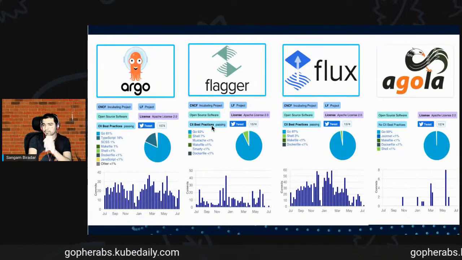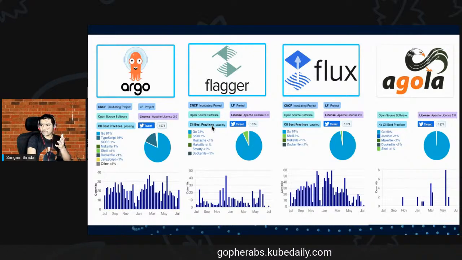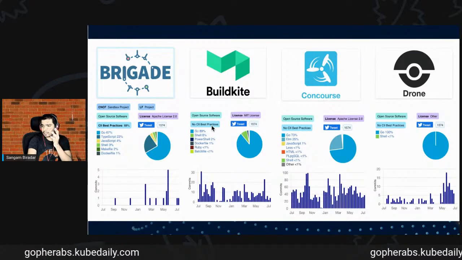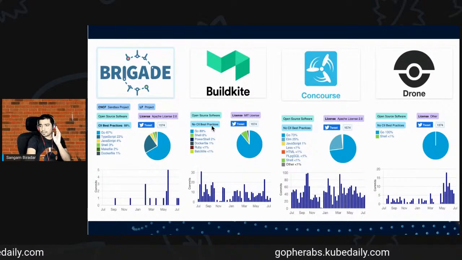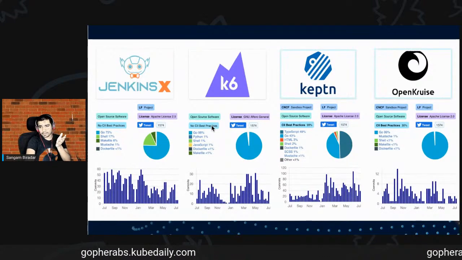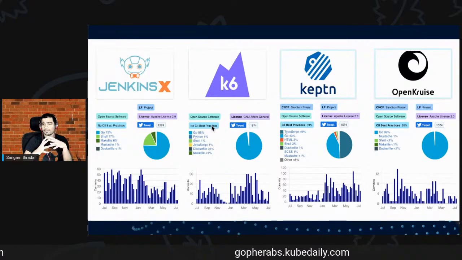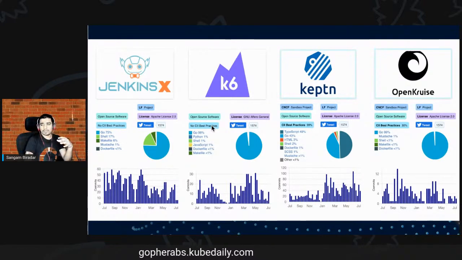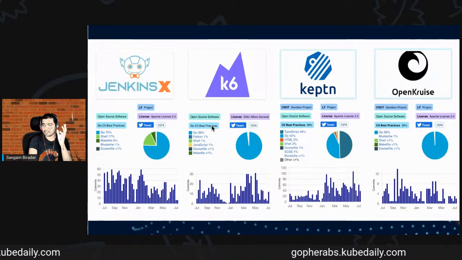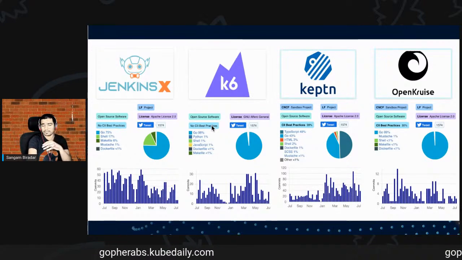Flagger is also part of the CI/CD tooling. Flux, Agola, Brigade, BuildKit, Buildkite, Concourse, Drone, Jenkins X itself, 70%, 75%. K6: if you are testing frameworks, K6 is a tool. Captain is another tool, check it out, they have very good tutorials. If you are doing chaos engineering or something like that, Captain is good.